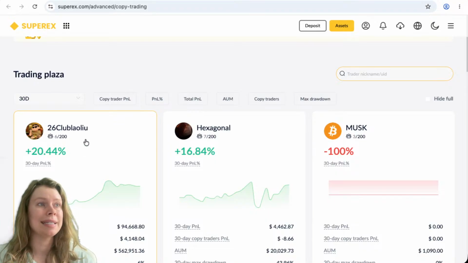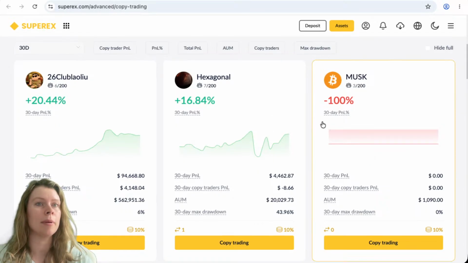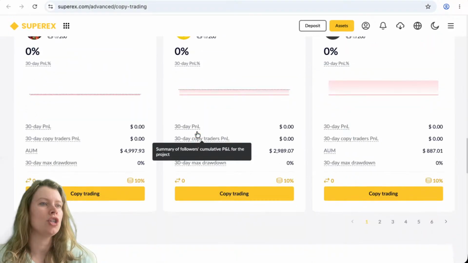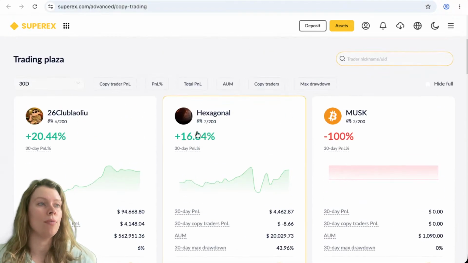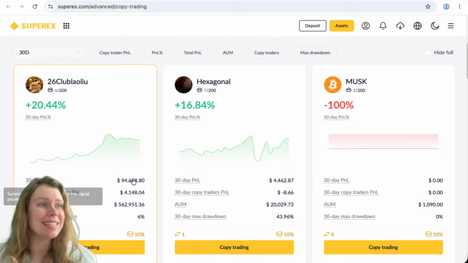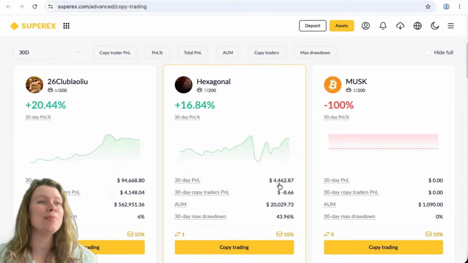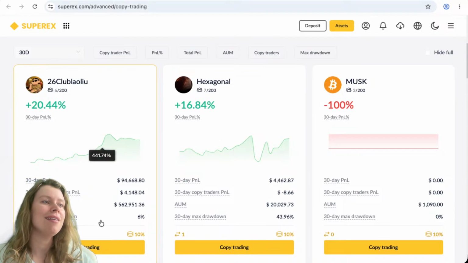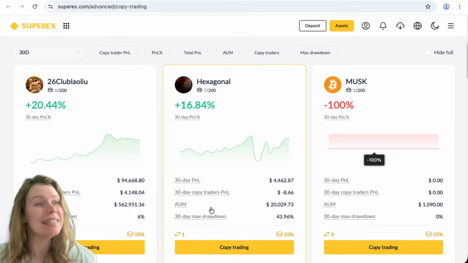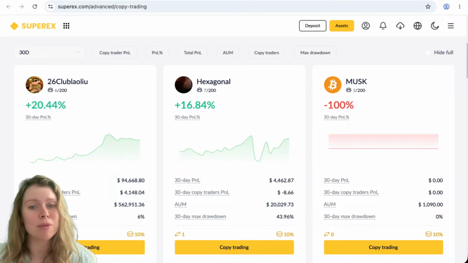So 6 out of 200, 7 out of 200, 3 out of 200. Ooh, okay, that one's getting a little bit lower. These guys have not done too much, but those 3 seem to be our top ones currently. But yeah, you can see this person in 30 days made $94,000. That's insanity. This one, $4,000. So currently, I want to go check out 26 Club Laulu and see what it is they are getting up to, because that looks like some goody stuff.